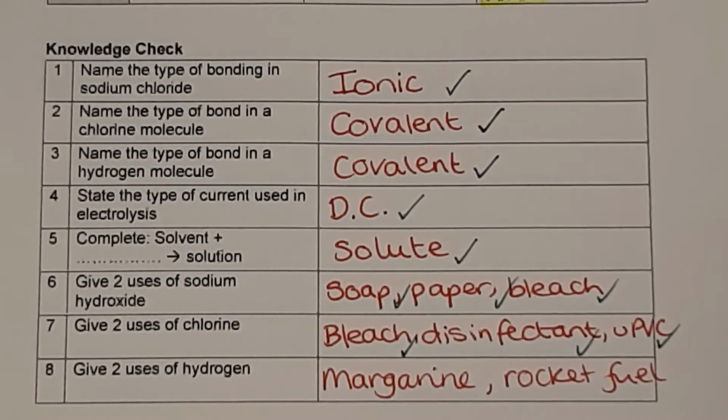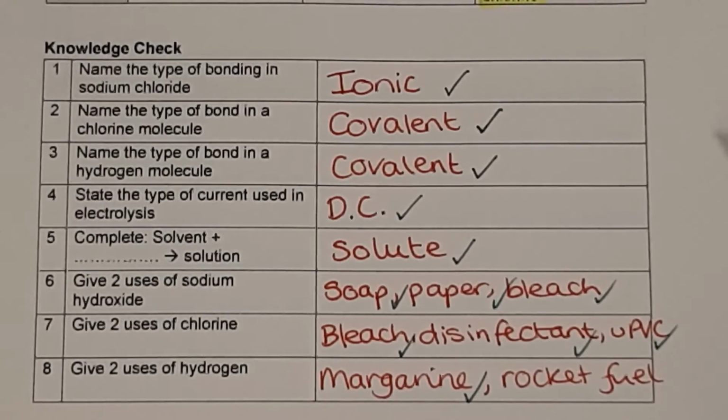Two uses of hydrogen, a bit of a trick question this one because we only gave you one: margarine. If you looked it up and found maybe rocket fuel, or that it's used in the Haber process or for lots of other reasons, you can have those as well. So you have up to 2 marks for that. If you've got something written down that's not on this list, that's fine. Check with your teacher before you give yourself a mark for it.